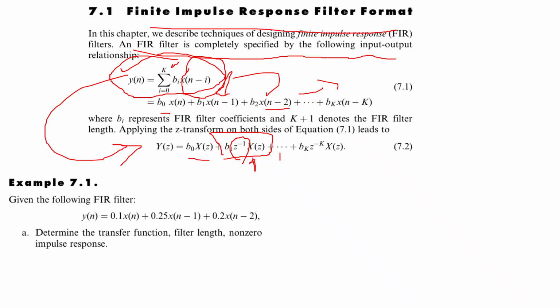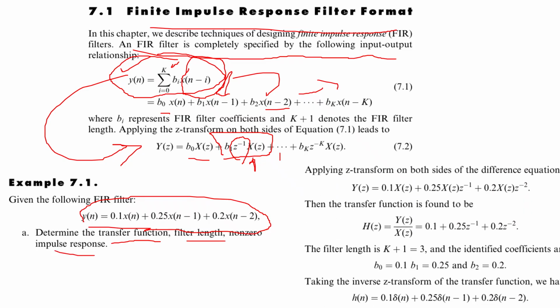So further you will get H(z) equal to Y(z) divided by X(z), that is the filter. Okay, so let's take one question here. In this question, y[n] is given, the output is given here, that is 0.1 x[n] and so on. And you have to find out three things: the transfer function, filter length and impulse response. So first find out the transfer function.